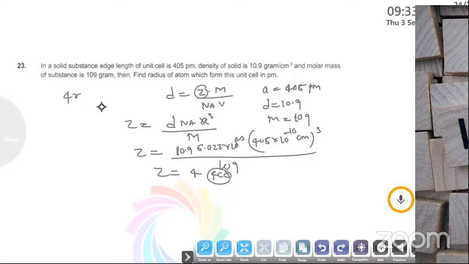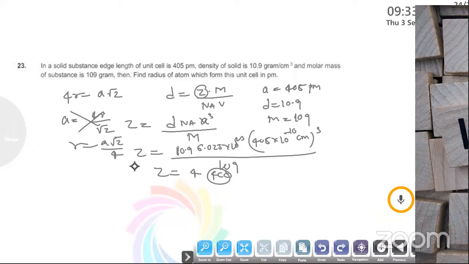Therefore 4r is equal to a root 2, right? Then a is equal to 4r by root 2. They are asking the radius, so you can calculate the radius. r is equal to a root 2 by 4. A is given now.